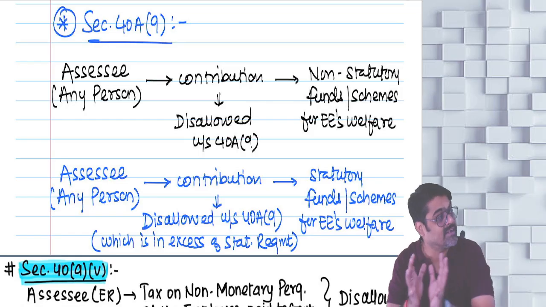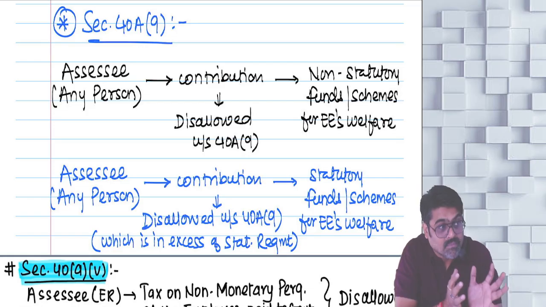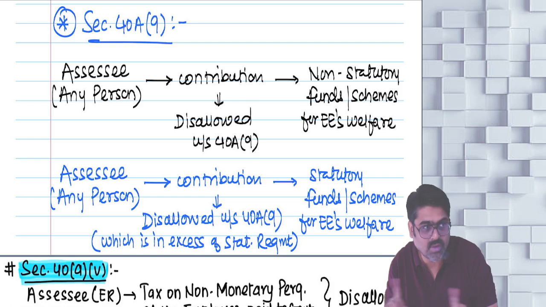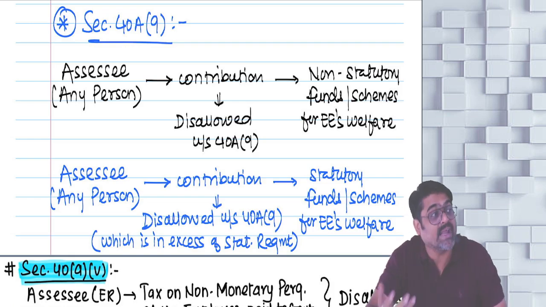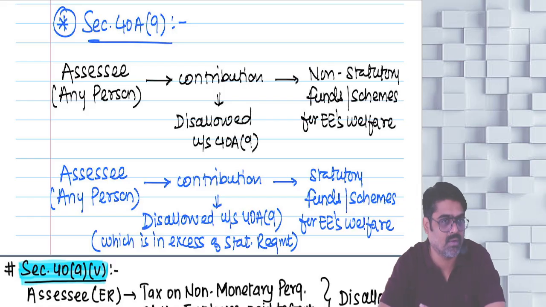But if you are keeping aside some money right now, taking the name of your employees, that, see, I'm setting aside this money for my employees, this will not be allowed as a deduction, because you are setting aside money in a fund, in a scheme, which is not statutorily required. So any contribution right now by the assessee to non-statutory funds or schemes for the employees will not be allowed as a deduction right now.